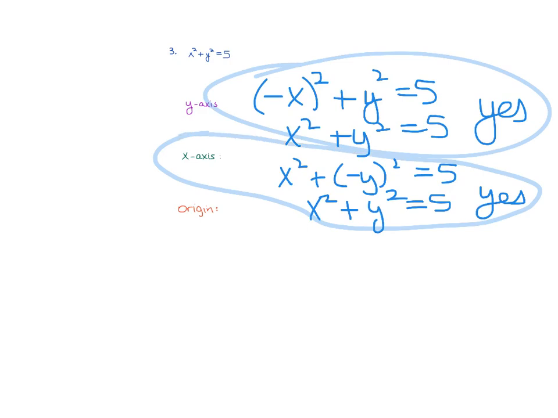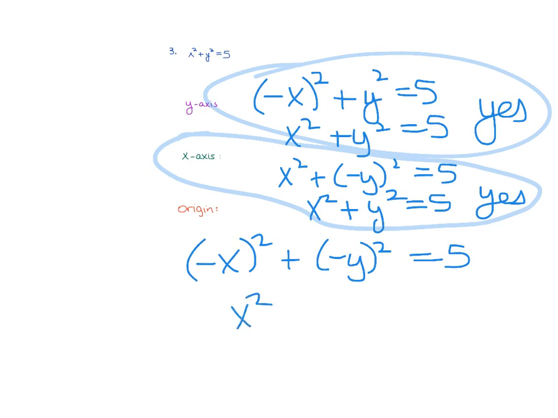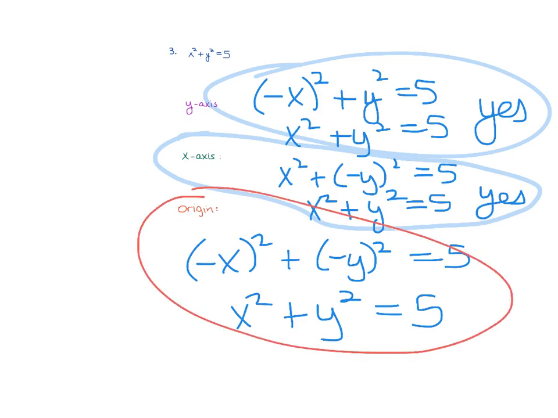This is actually the equation of a circle. For the origin, make them both negative. And again, notice after I square those negatives, they go right back to what I started with. So this one also has origin symmetry. So it's yes for all 3 on that one.